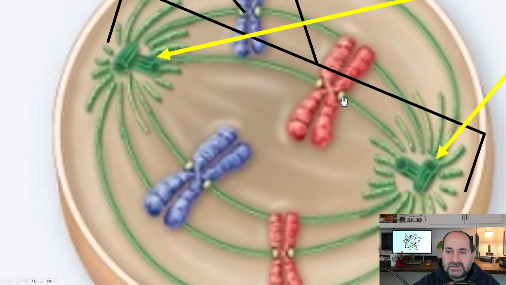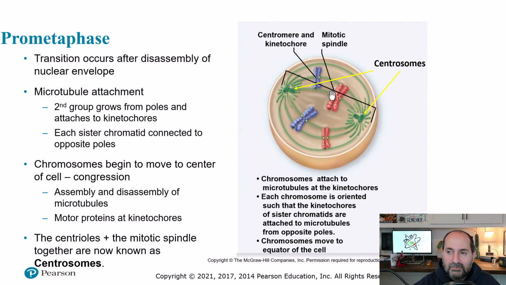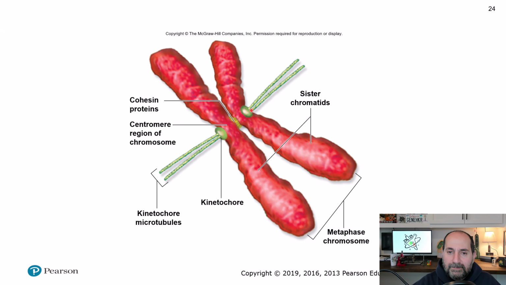One microtubule attaches to this sister, another microtubule from the opposite centrosome is attached to this sister here. So take a look. I just want to show you what's going on. Do you remember when I said that there are these proteins on the outside of the centromeres as well? Not the cohesin proteins that hold the sisters together, but these proteins on the outside of the sister chromatid pairs. These are called kinetochores. And kinetochores, you can think of them as docking sites for microtubules. There are microtubules growing from the centrosome at one end of the cell, and there are microtubules growing from the other centrosome at the other end of the cell.